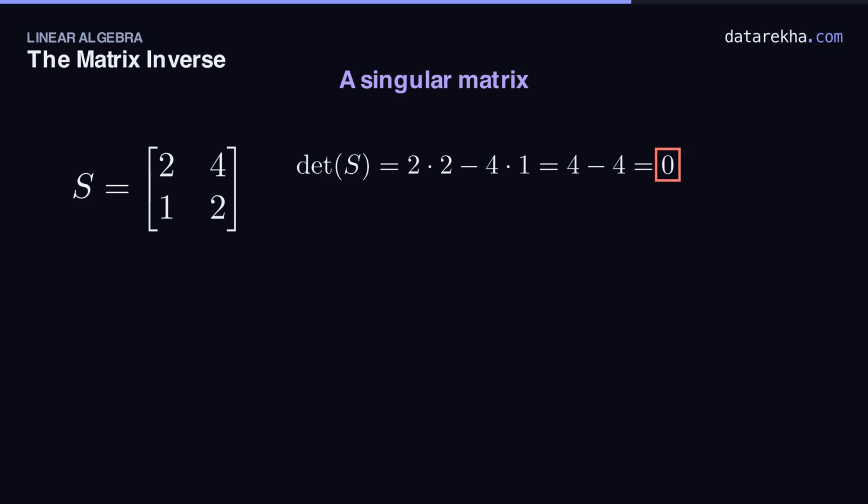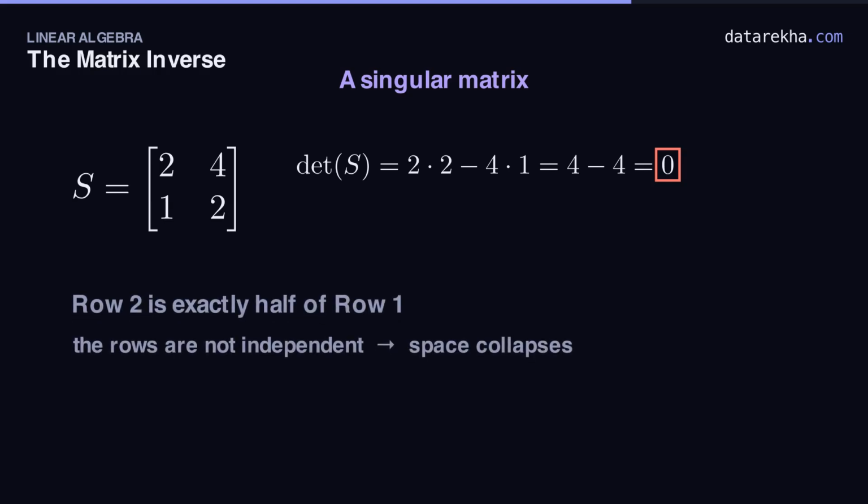No inverse exists, and there is nothing more to compute. And you can see why in the numbers. The second row, 1, 2, is just half of the first, 2, 4. The rows point the same way. They carry no independent information. That is the fingerprint of a singular matrix, and exactly why it flattens space and cannot be reversed.